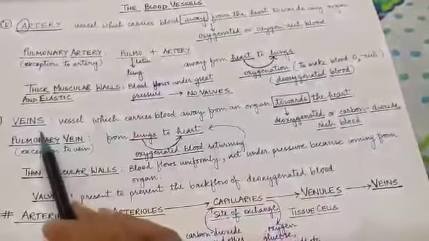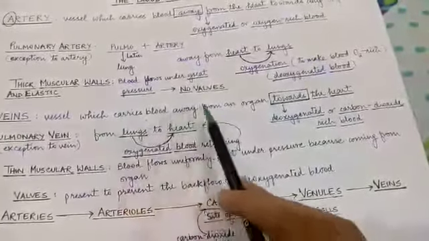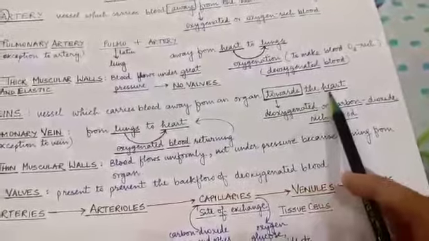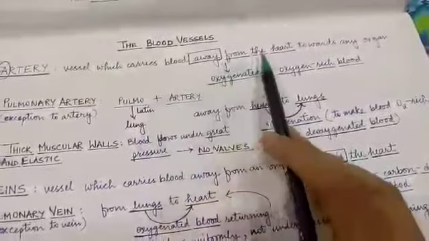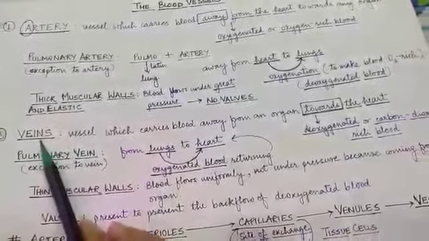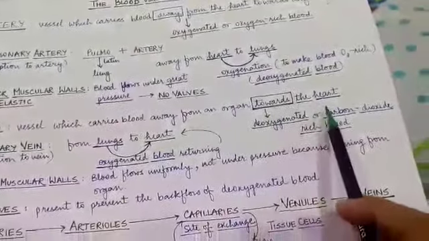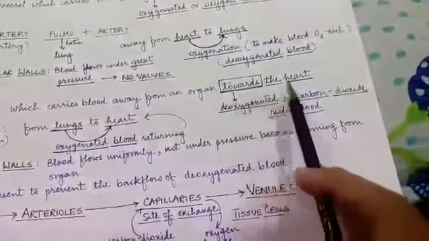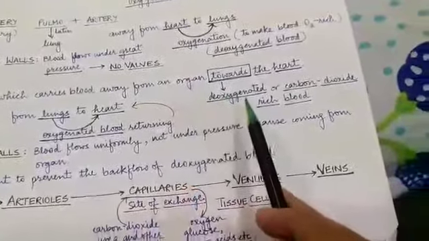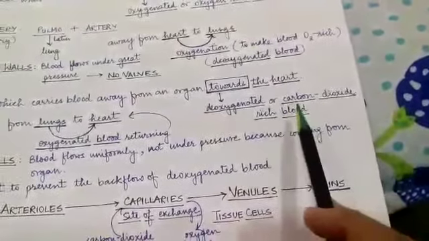Likewise, let us define veins. Veins are the vessels which carry blood away from an organ towards the heart. So like we had away from the heart as the keyword for arteries, on the contrary for veins we have towards the heart. So if the blood is moving towards the heart and coming from the organ, that means it would naturally have to be deoxygenated or carbon dioxide rich blood.